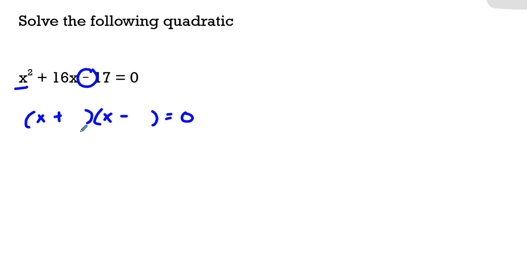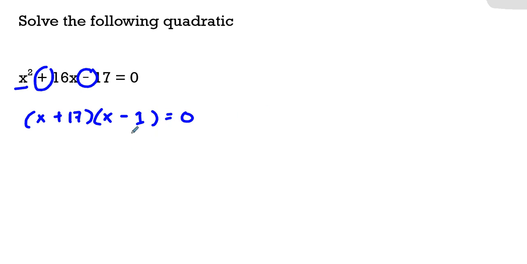So now I'm looking for the factors of 17, or negative 17, that are 1 apart. And fortunately, 17 is prime, so I know that 17 has to be the bigger one because this is positive. So 17 and 1 are my binomials that it gets factored into. And you could easily check that and see that it does work out.